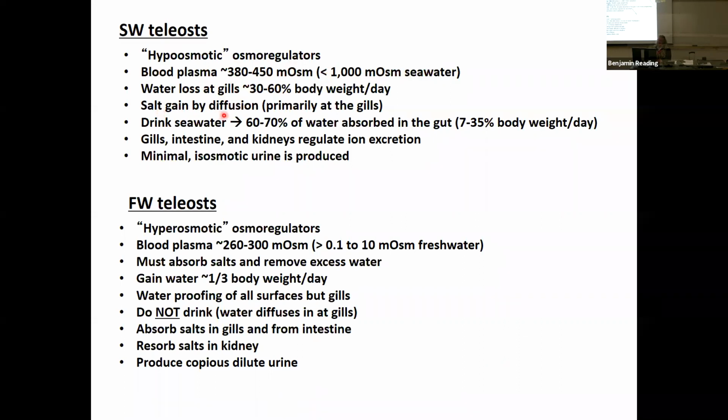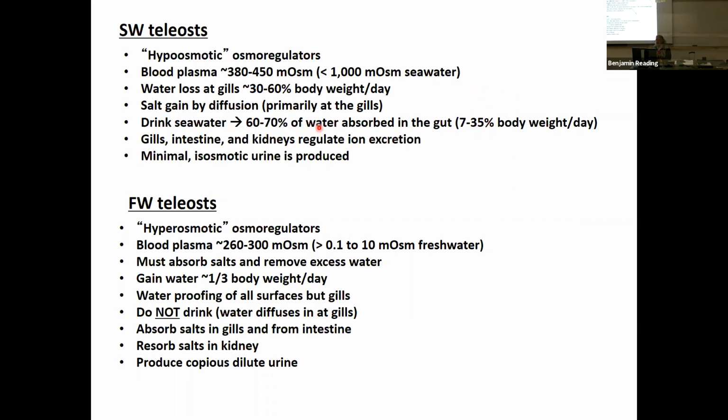They gain salt also by diffusion. Salt's coming in at the gills. So what they do is they drink. What? They drink? Yes, they actually drink. You ever heard the phrase drink like a fish? Well, you're drinking like a saltwater fish. They drink about 7 to 35% of their body weight a day in water. Now, I don't know how many gallons of water that is for a human, but that's a lot.